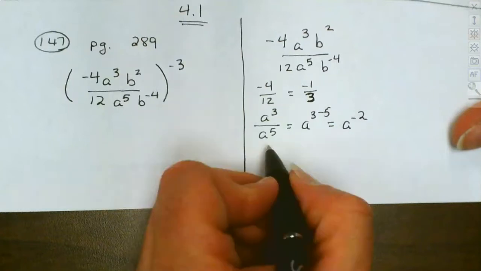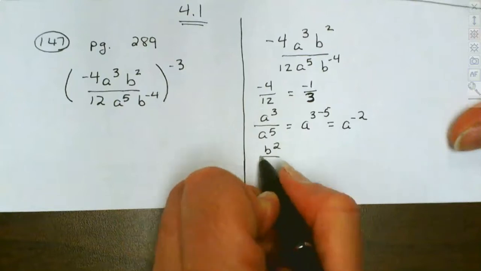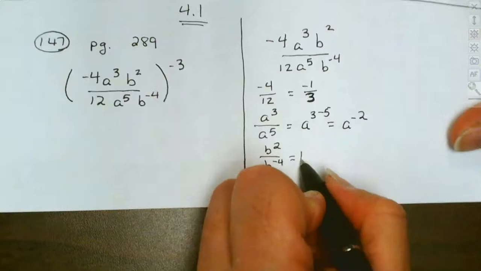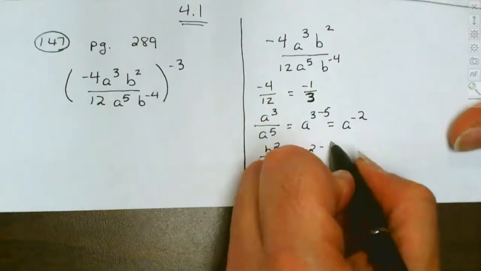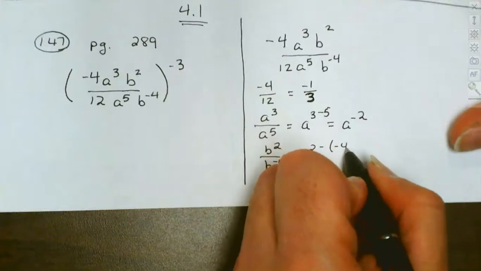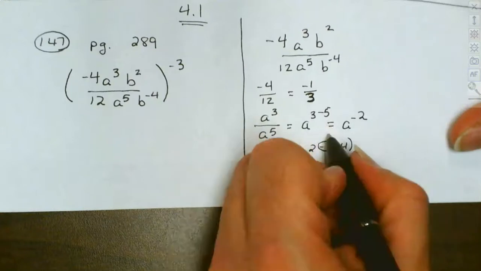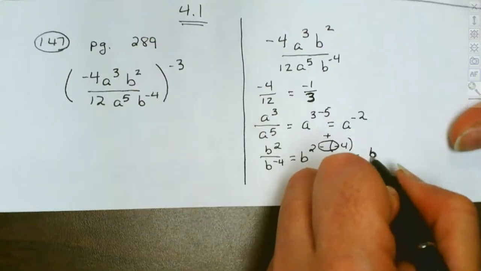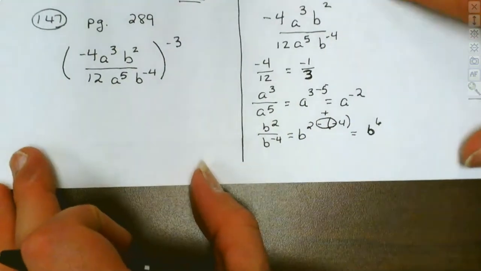And what about our b's? Same thing. We've got b squared over b to the negative 4th. That's going to be b to the 2, watch your signs, minus a minus 4. That double negative here makes it positive. So that comes out to be b to the what? 6th. So what does our final answer for that piece look like?